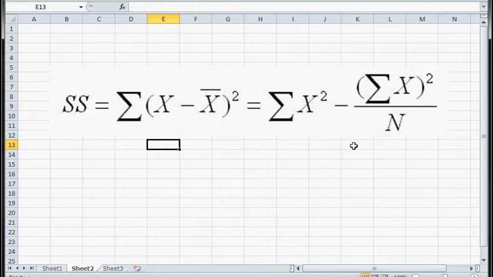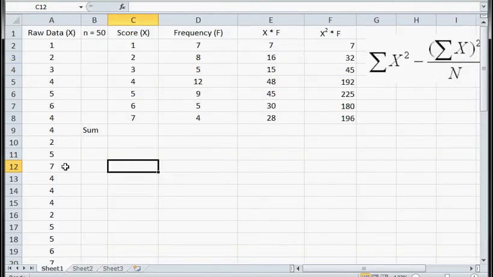On the right, we have the computational formula. The computational formula retains the exact same number of steps no matter how large your data set. And as a result, we're going to use that to simplify the process, because in this example, we're going to have a data set of 50.